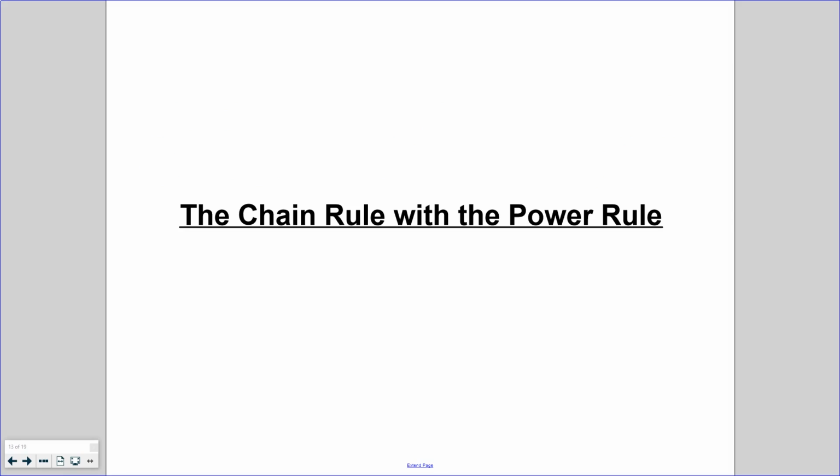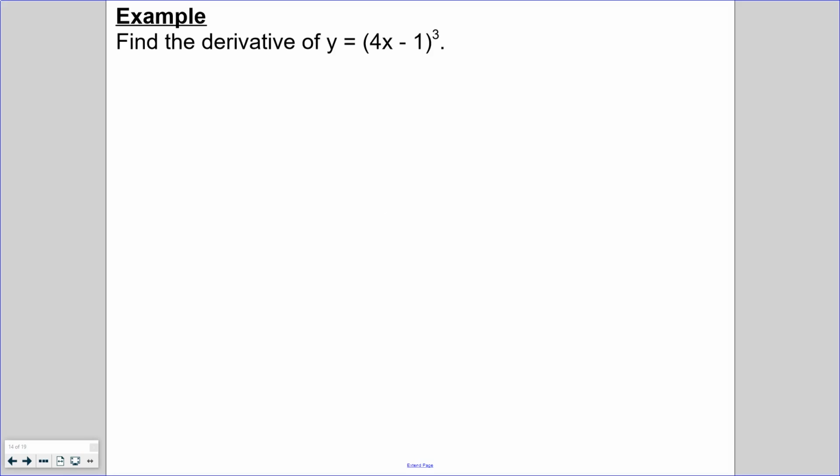So now that we can do that, how can we apply the chain rule when we want to use the power rule as well, or using the chain rule with the power rule? So we're going to dive in. We're going to take a look at an example that says find the derivative of y equals the quantity 4x minus 1 cubed.